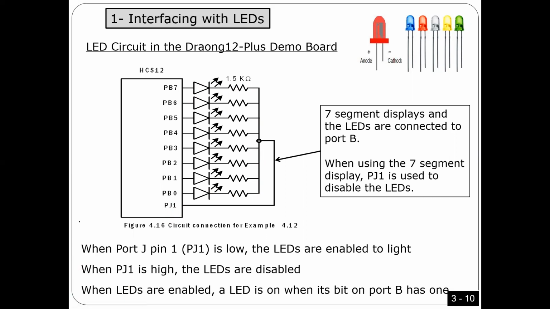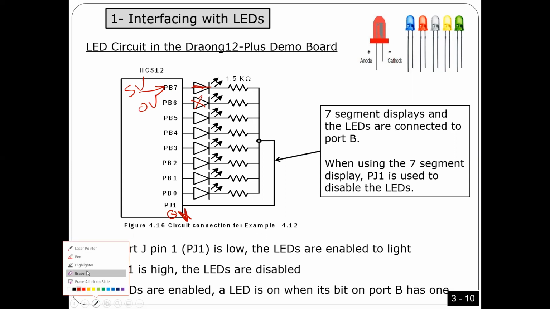If you put here 0 volt, logic 0, and this is port B, if you put here 1, logic 1 or 5 volt, the LED is on. If you put 0 volt, the LED is off. So now the LEDs are working, right? I told you before this one can be used to enable or disable the 7 segment. If you put 0 volt here, you actually enable the LEDs. That means you can turn them on and off.